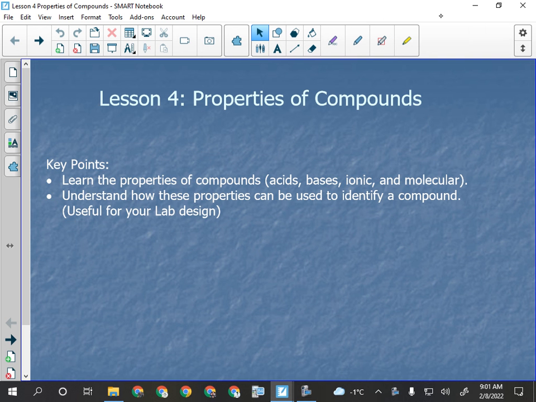So for today, we are going to be going over the properties of compounds, the properties of ionic compounds, the properties of molecular compounds, acids and bases and things like that. We are going to be focused primarily on physical properties. So what would I be talking about if I was talking about the physical properties of something? What would be some physical properties?